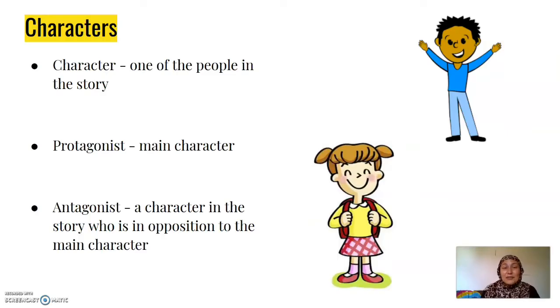Let's get started by reviewing the different types of characters that you'll see in a story. So, what is a character? A character is just one of the people in a story. Now, within that category, there's different types of characters. So, the first one we're going to talk about is the protagonist. And we can think of the protagonist as the main character. Another type of character is the antagonist. And this is a character in the story who is in opposition to the main character.